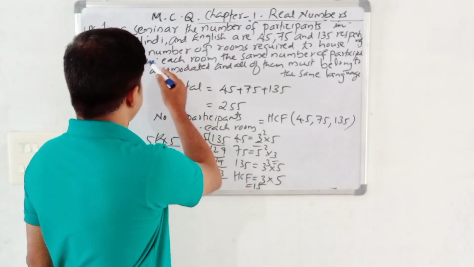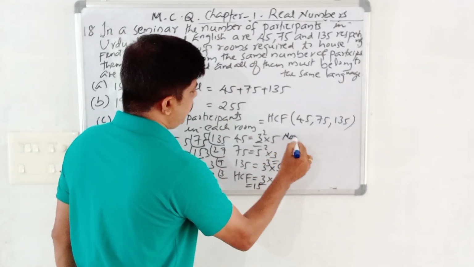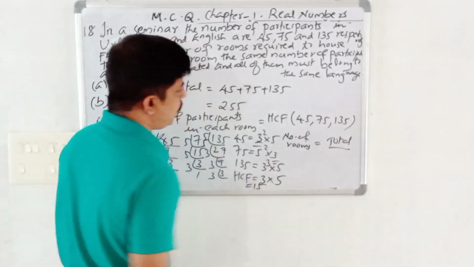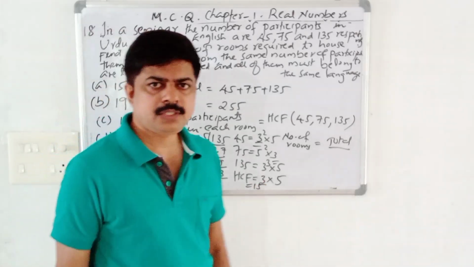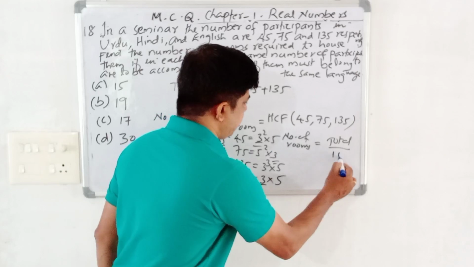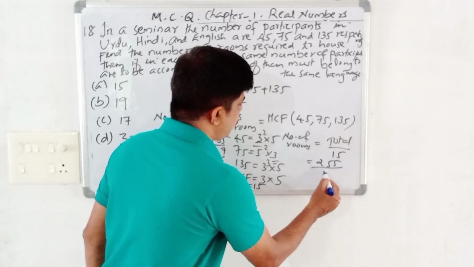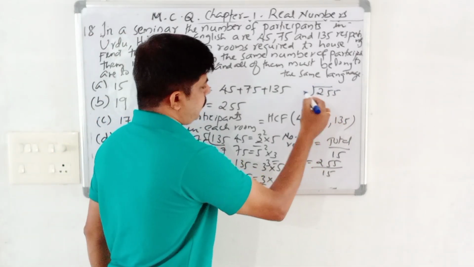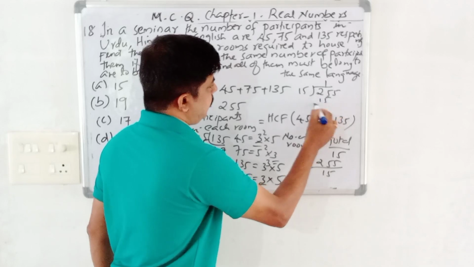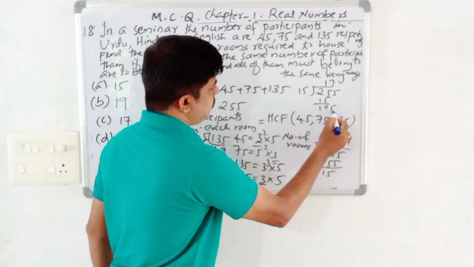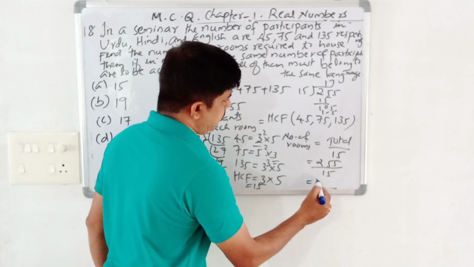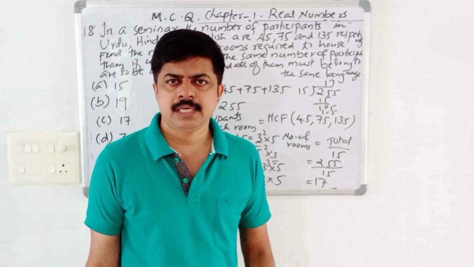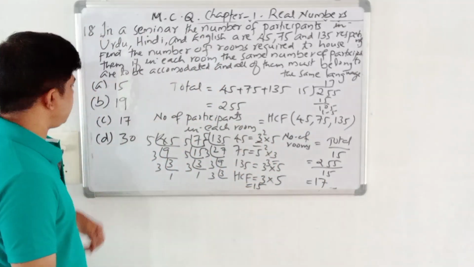Now we can find the number of rooms required. Number of rooms required is equal to total divided by number of participants in each room. Number of participants in each room is 15. Therefore 255 is the total. 255 divided by 15, we will be getting 17. Therefore, we need 17 rooms to accommodate all the 255 participants. Therefore, our correct answer is option C, 17.